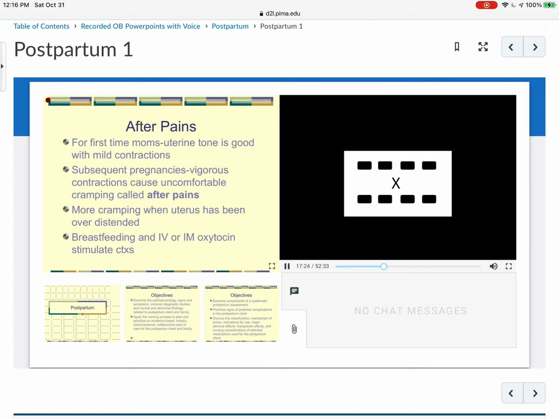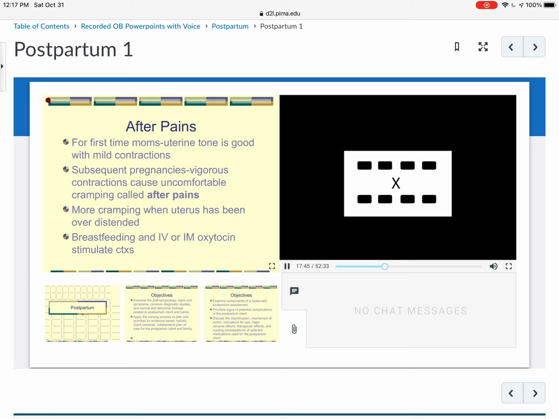The more distended the uterus was, if they had a large baby, that uterus has to work harder to go back to its pre-pregnancy state. So those people may feel more cramping after they deliver. When I say cramping, it's kind of like menstrual cramps. Some people will say it's mild, but some people actually need Motrin or something to help them with those discomforts.